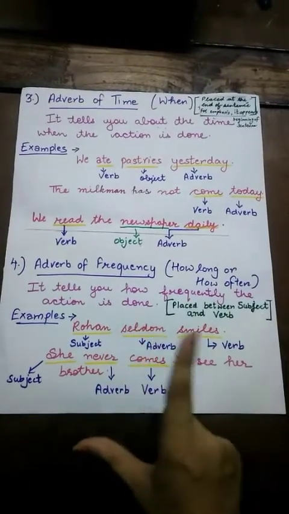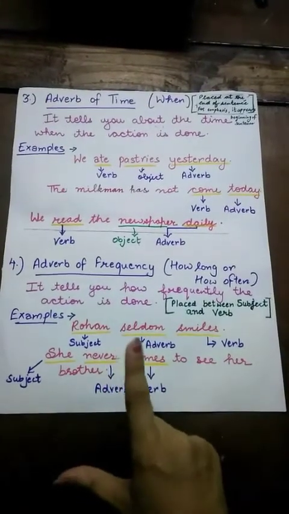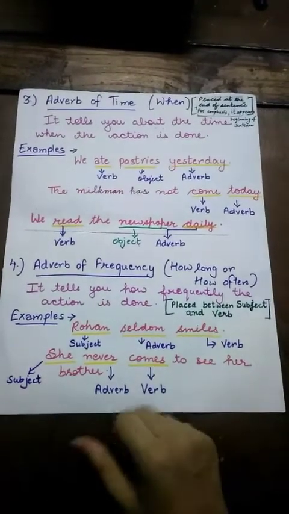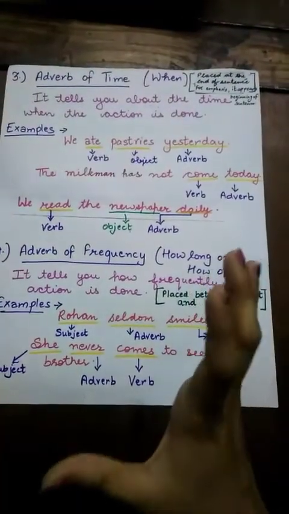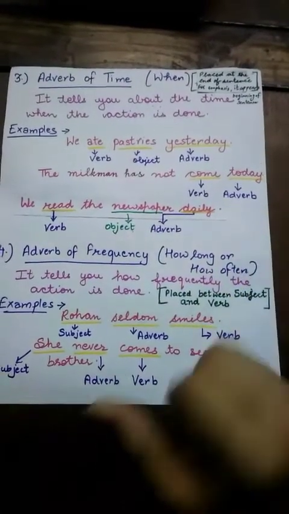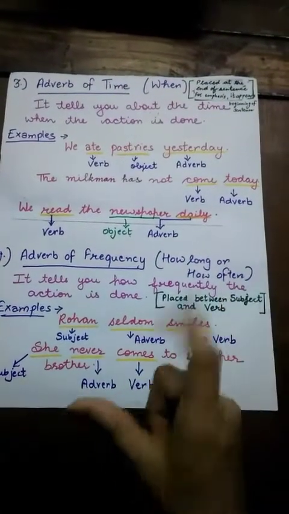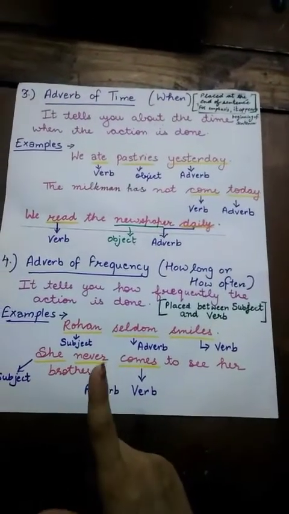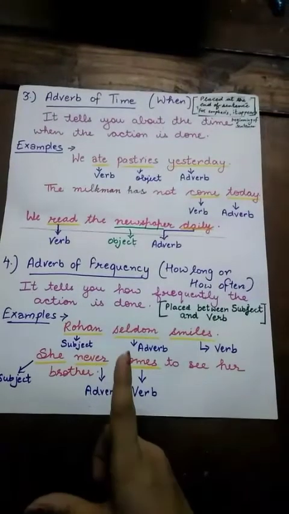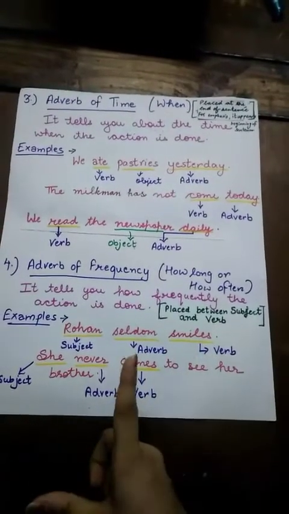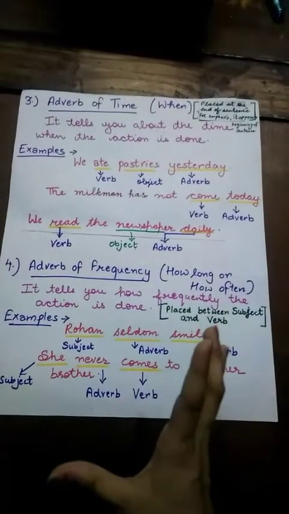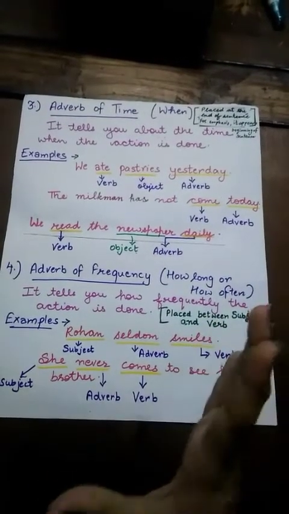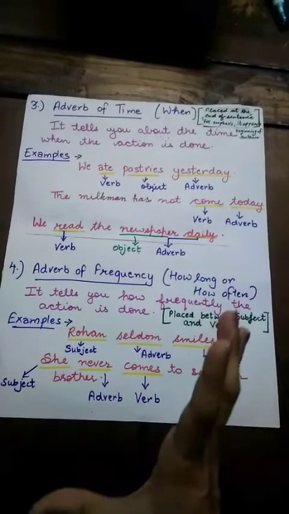Rohan seldom smiles. Now Hindi meaning of the word seldom is shayad hi kabhi. Now tell me, how often does Rohan smile? Yes, he seldom smiles. So seldom is an adverb. Similarly, words like never, again, once, twice, often are also adverbs of frequency because they tell you about the number of times the action is performed.